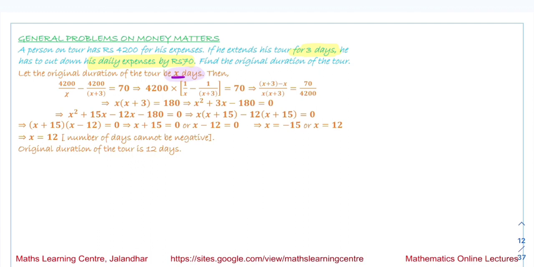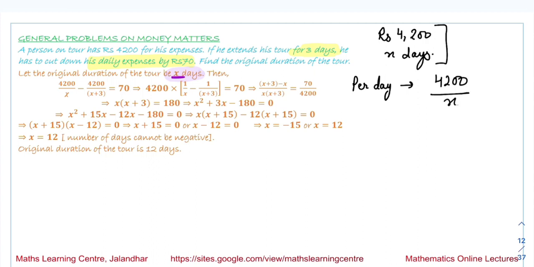Then the total money he has is rupees 4200. Now the number of days is x days. So his per day expense is 4200 over x rupees. Now it is given that if he extends his tour by 3 days, the number of days is x plus 3. He has to cut down his daily expense by rupees 70.